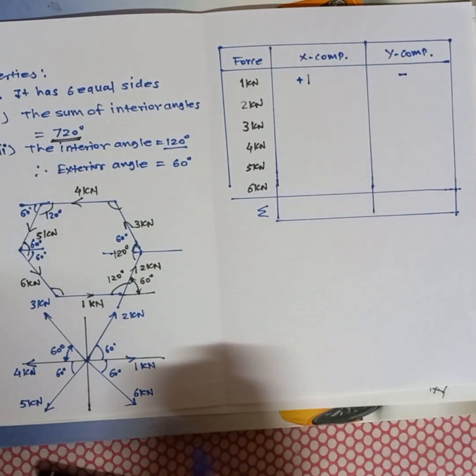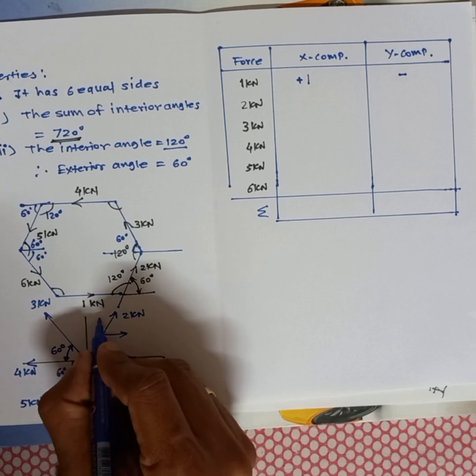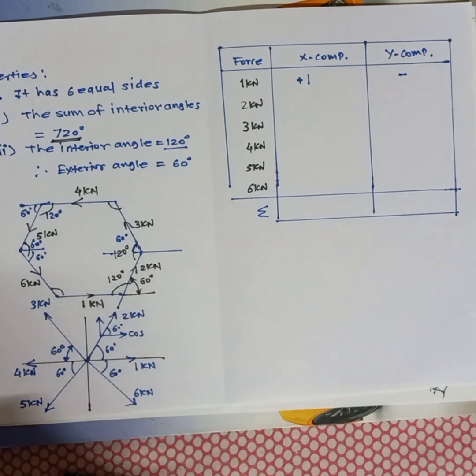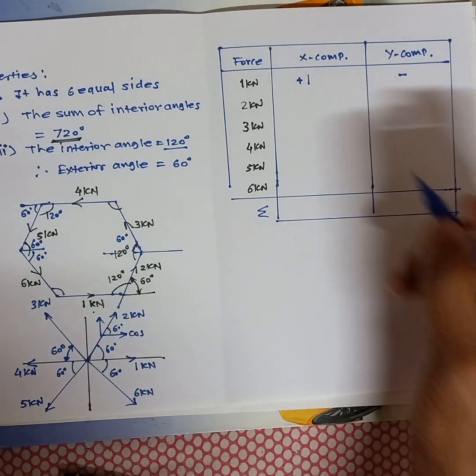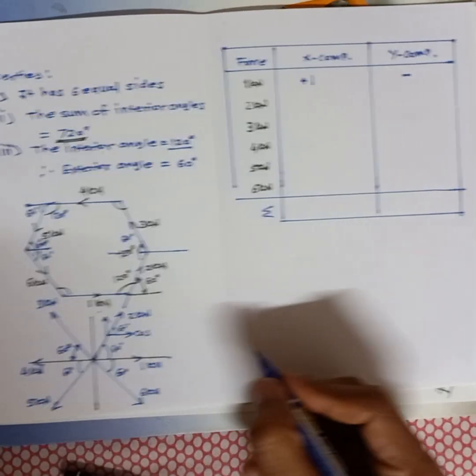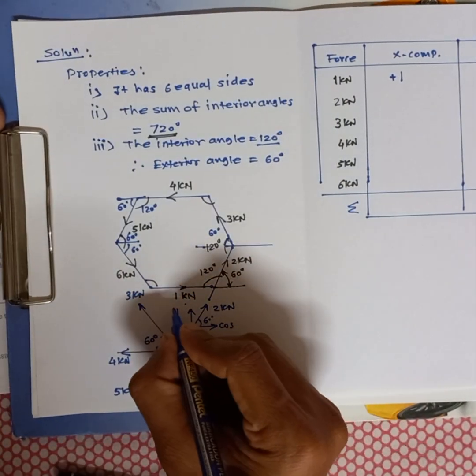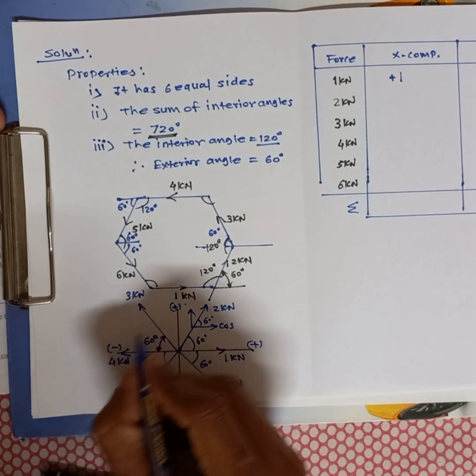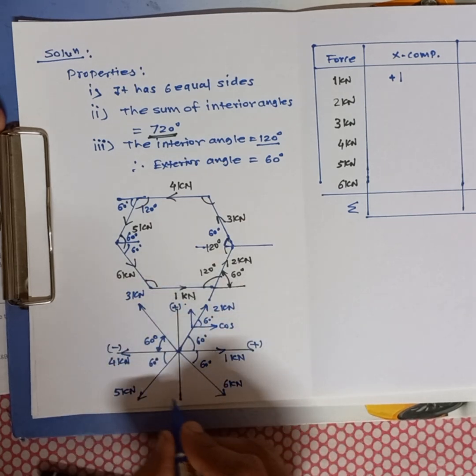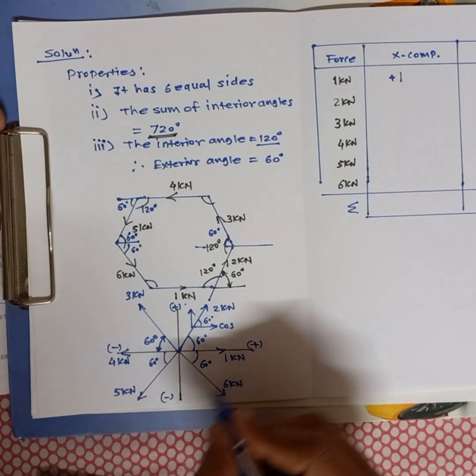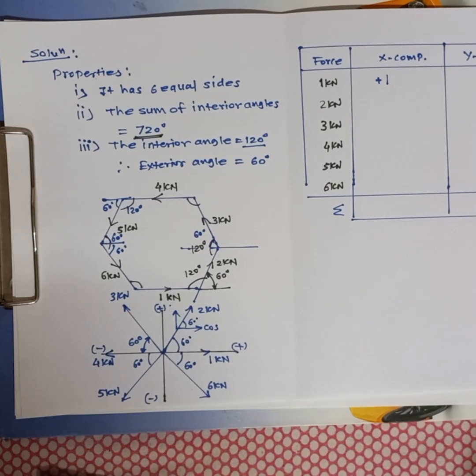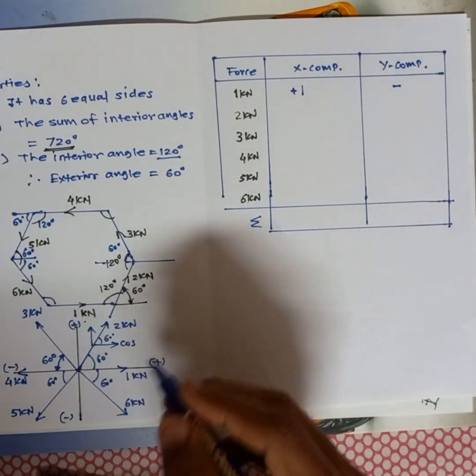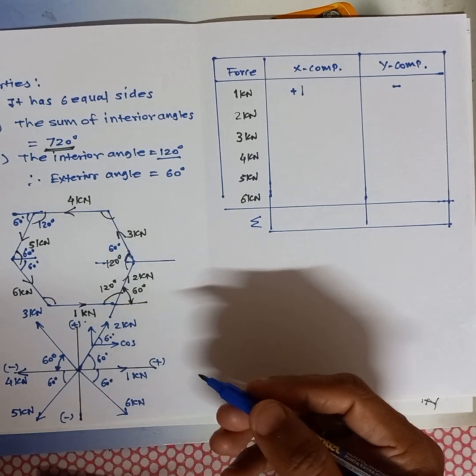The second force is 2 kilonewton. If you take components with 60 degree, this is cos, right, and vertically sine. It is plus plus, you know the sign convention now. This is first quadrant, this is second quadrant, plus minus, third quadrant minus minus, fourth quadrant plus minus. Like this we have 4 quadrants. The force lying in a quadrant, we give the sign convention likewise.